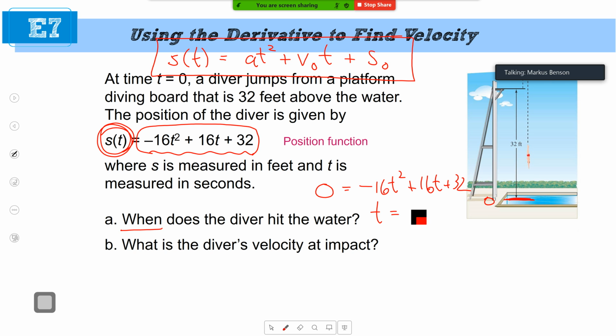-1 and 2. Not that we don't trust Marcus, but can somebody confirm? Okay, got a thumbs up. Good. Hey, Marcus, which of those answers doesn't make any sense? The -1. Right. Time can't be negative.